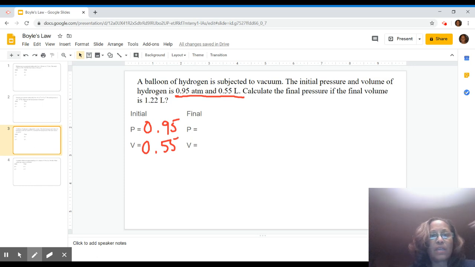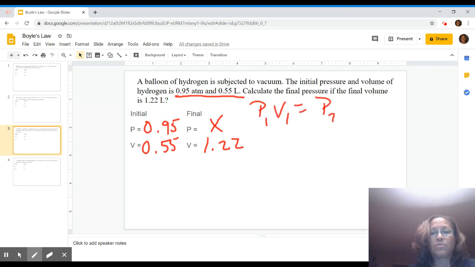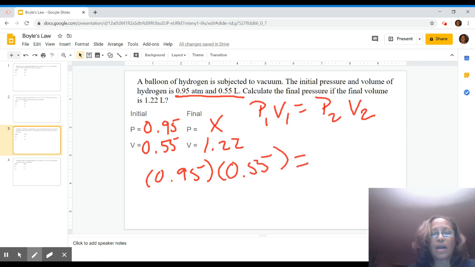Final volume is 1.22. How do I know that's a volume? It says final volume right there, and I also have the units of liters. So I'm looking for the final pressure. Again, the equation is P1V1 equals P2V2. I'm going to put 0.95, multiply that by 0.55, set that equal to, I don't know P2, so that's my X. And I'm going to put 1.22 here because I do know my final volume.